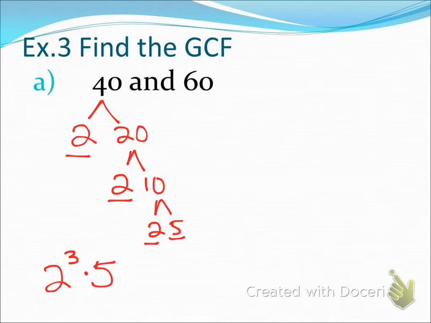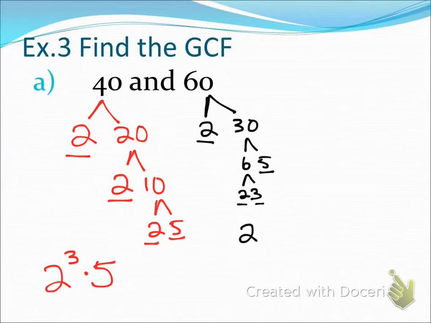Now I'm going to do a tree for 60. 2 and 30. Prime. 6 and 5. Prime. 2 and 3. Prime, prime. So this one would be 2 squared times 3 times 5. I'm going to pause there.